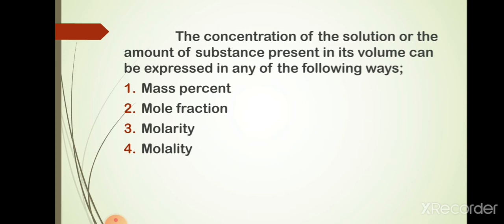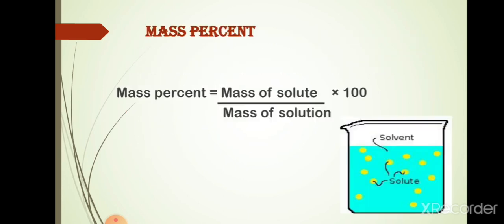Now we are going into detail of this. First one is mass percent. It is obtained by using the following relation. Mass percent is equal to mass of solute divided by mass of solution, into 100.